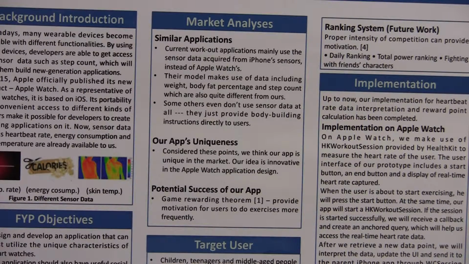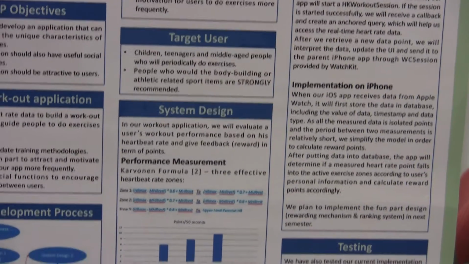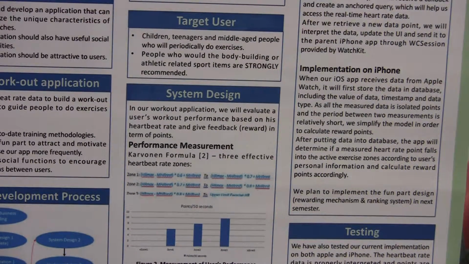As I mentioned, our application will apply the heartbeat rate data to build the workout application. In our system design, the first part will be the performance measurement of our user. In detail, we will apply the Karvonen formula, which is a formula applied by current professional players for their training. In the Karvonen formula, 3 effective heartbeat rate zones are created. By effective, we mean that if a user's heartbeat rate is within any one of these zones, we think his exercise is effective.